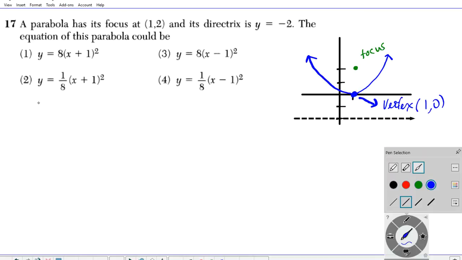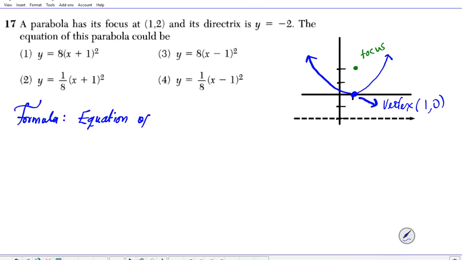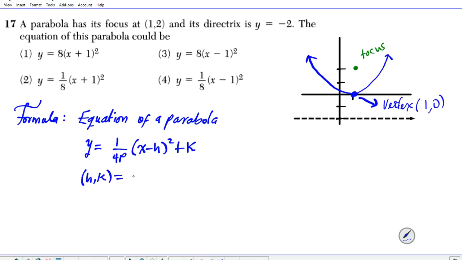So the formula for the equation of a parabola is y equals, because it's configured in the y direction, so y comes first, 1 over 4p times x minus h squared plus k. All right, hk is your vertex. And this p-value right here, what on earth is that?